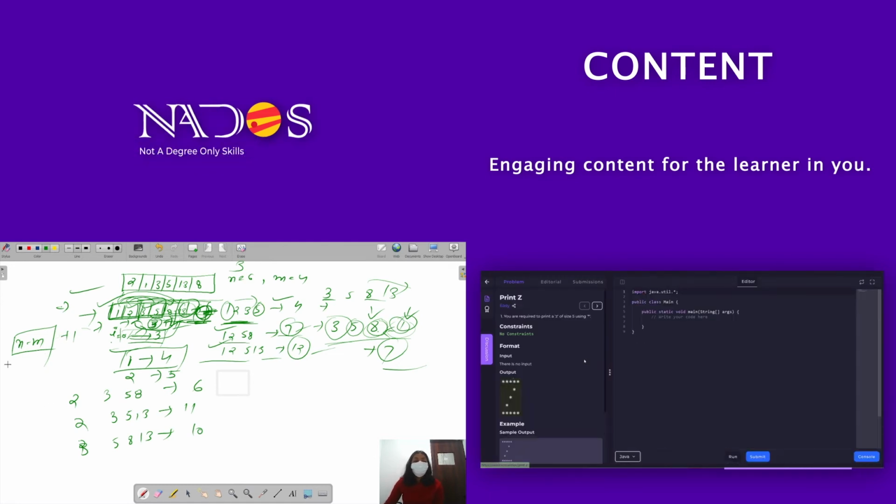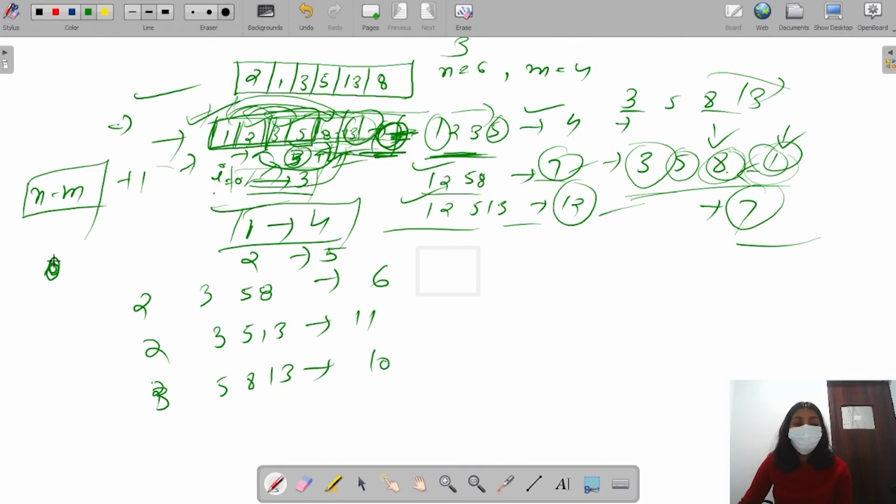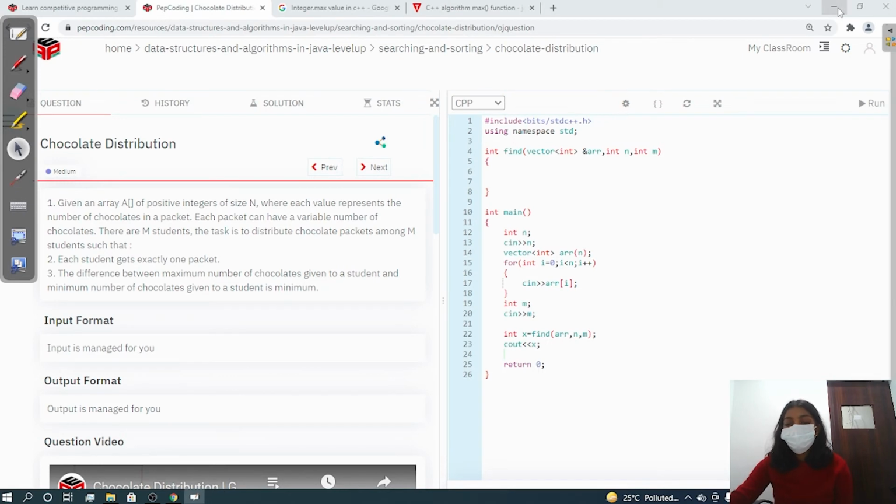So here the number of frames will be n minus m plus 1. Okay, so if I start my loop from 0, my loop will run till n minus m. Okay, 0, 1 and 2. So first of all we have to sort, and then we have to make frames and find out the minimum difference in these frames. And then we'll be returning the minimum difference. So now let's try to code this.